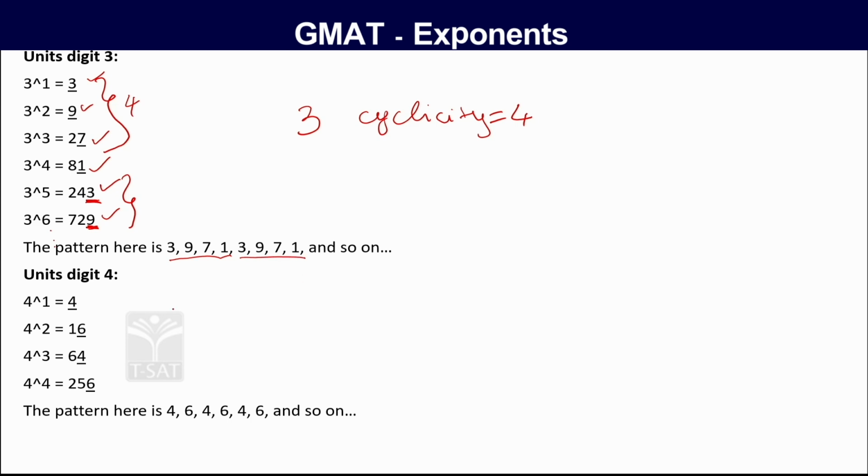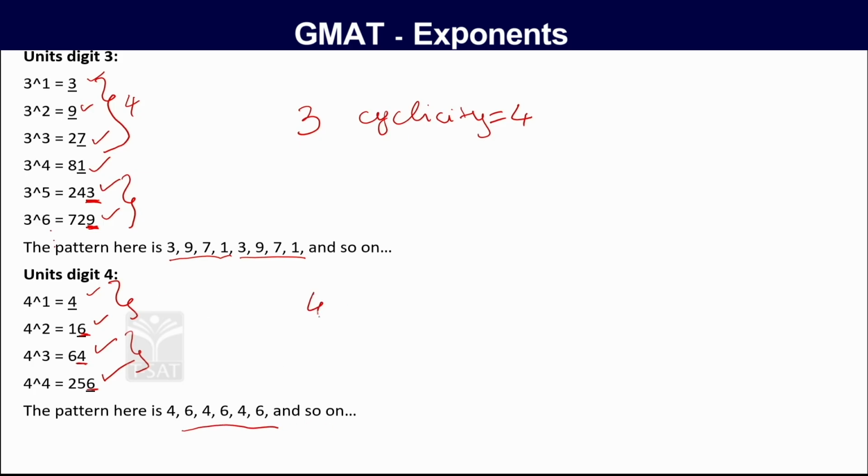This is how it is going to repeat itself. When the unit digit is 4, 4 raised to 1 is 4, 4 square is 16 with 6 at its unit digit, 4 cube is 64, unit digit is 4, 4 raised to 4 is 256, which again repeats itself. Here the cyclicity is just 2: 4, 6, 4, 6. This is the pattern that it is going to follow.